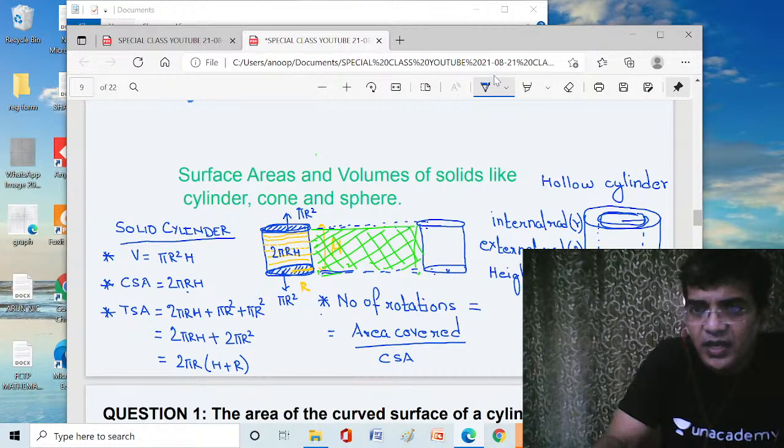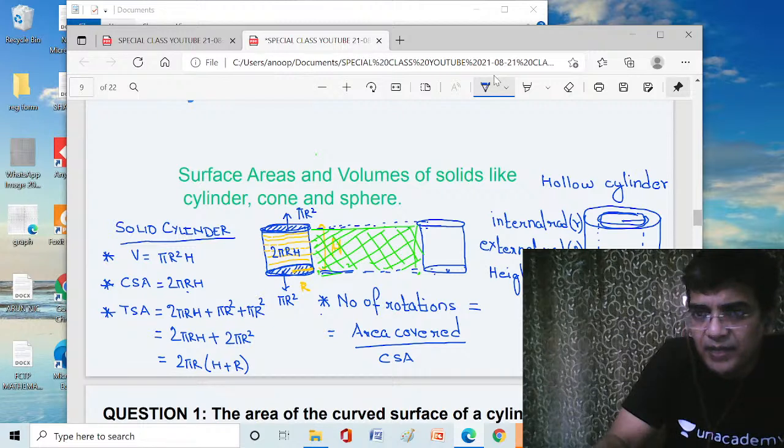Now if you make the difference of capital R and small r, then see, this is the thickness of the material. So we can get the thickness of the material. So how will you get the thickness of the material? If they ask you to find the thickness of the material in a hollow cylinder, it's very simple. Capital R and small r difference. That will give you thickness of material in the hollow cylinder.